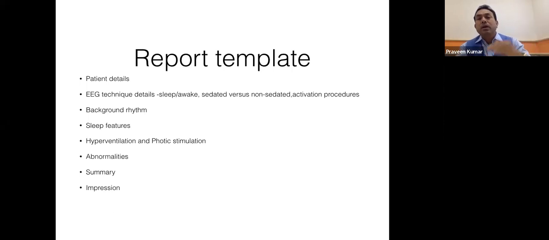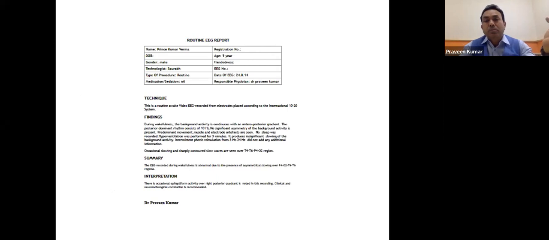So you fill in these fields: EEG technique, the background, the features, the hyperventilation, photic stimulation, what the abnormalities are, what the summary is, and what your impression is. Normally we write: technique, this is a routine awake EEG from electrodes placed according to the 10-20 system. Findings: wakefulness, background activity continuous, anterior posterior gradient is there, posterior dominant rhythm is 8 to 10 hertz, reactive to eye opening. Hyperventilation was normal, photic stimulation was normal, there were no abnormalities seen. The sleep features were present in the form of vertex waves, K complexes, and spindles. This is a normal EEG, and this is a normal impression.